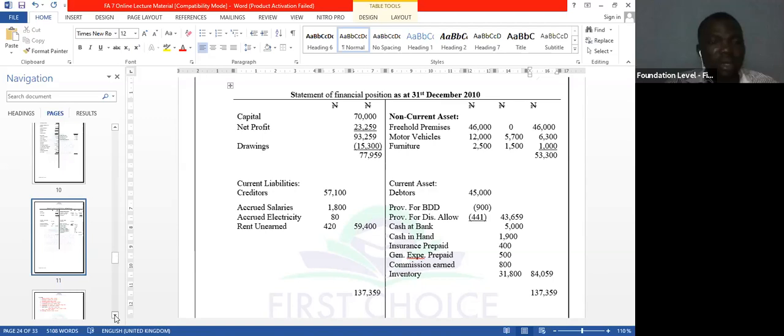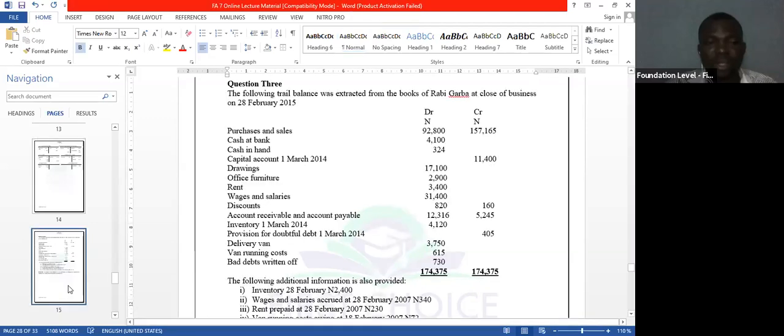Now I make a little adjustment on theory. The theory so far is that there's always an increase in provision for bad debt. What if there's a decrease? How do we account for it? So question 3 will help us to resolve that.